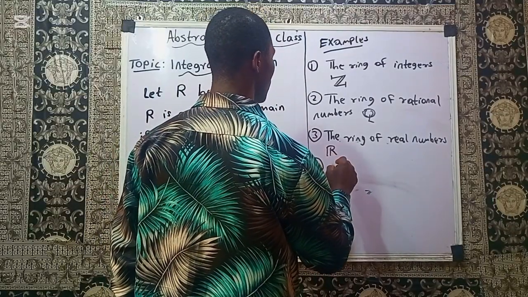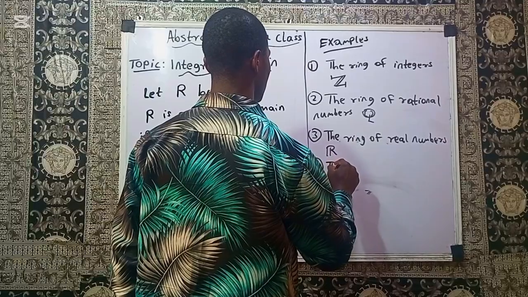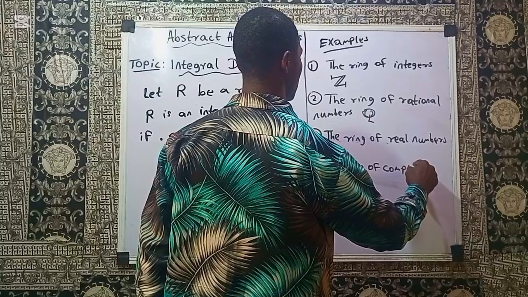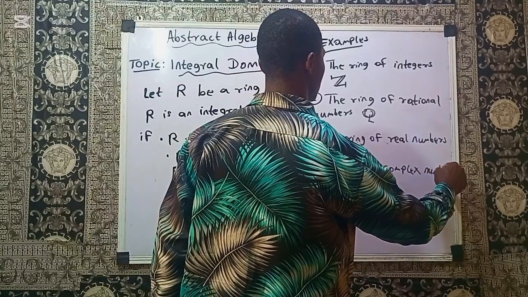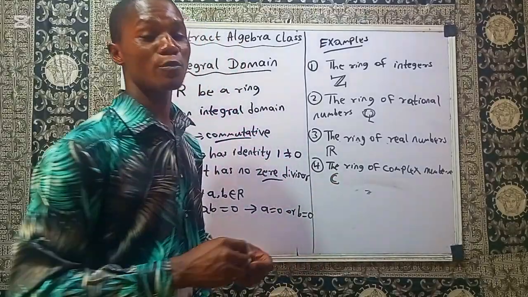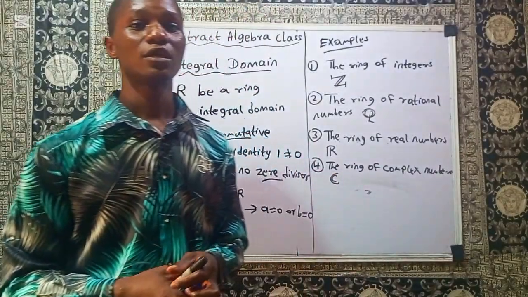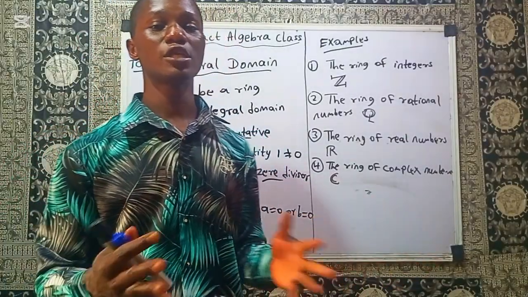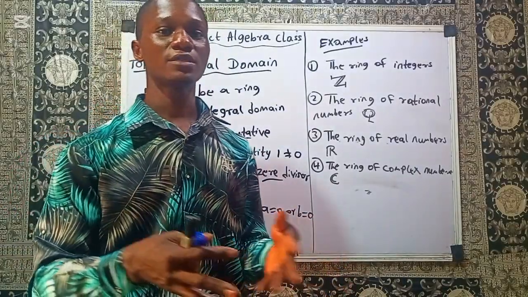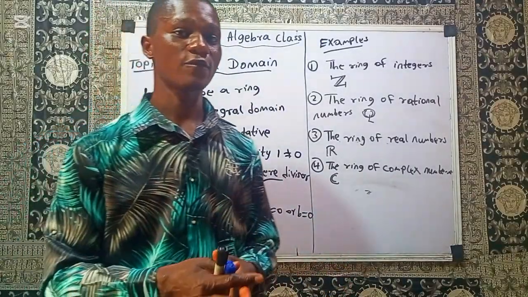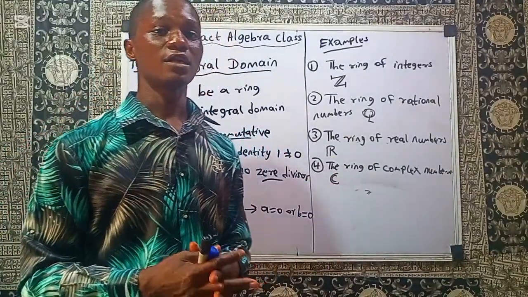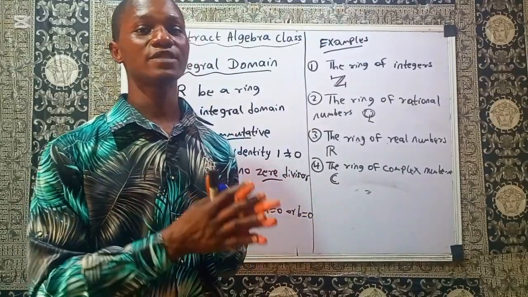So we can talk of the ring of complex numbers, which you can denote as C. So the ring of complex numbers is an integral domain, just similar to the real numbers. If you pick any two complex numbers Z1 and Z2, Z1 times Z2 is equal to Z2 times Z1 for all Z1, Z2 in the ring of complex numbers. Then commutativity holds there.